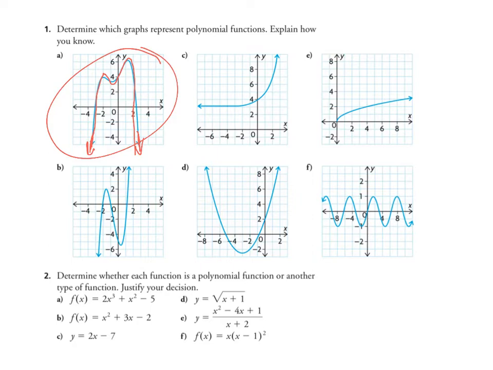If you plug in a large number, times itself, times itself, times itself, it's just going to get larger and larger and larger. It's not going to go towards 0. Definitely not a polynomial. Oh, I did a lot of writing. Let's get rid of some of that writing.